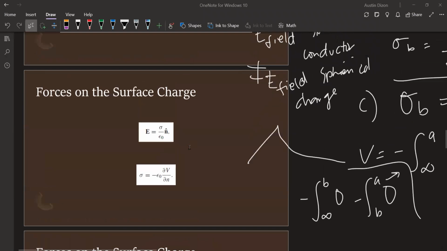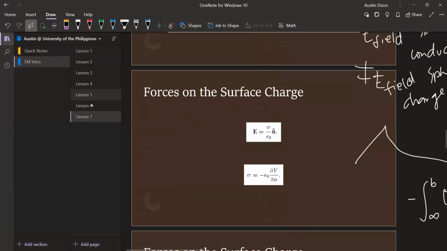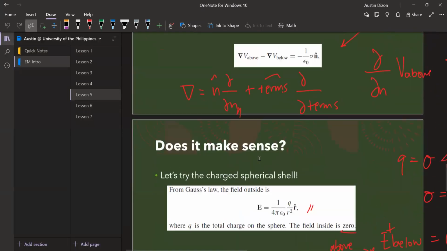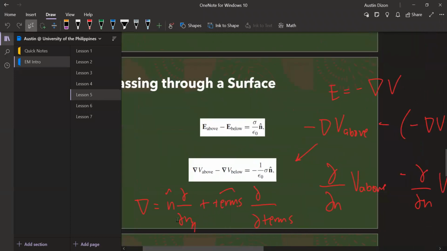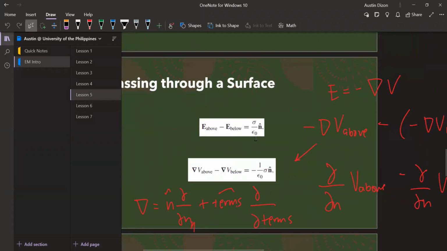Okay, tingnan natin ngayon kung ano mangyayari din sa mga charges mo sa surface kapag tinapatan mo siya ng electric field. Kung ano mararamdaman na ba nilang pwersa. Okay, so kung maaalala nyo yung lesson dati, buklatin na lang natin. Kung maaalala nyo to, E above at E below, may discontinuity sila na sigma over epsilon naught.